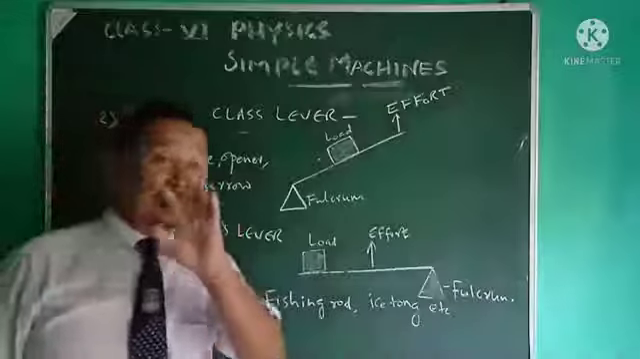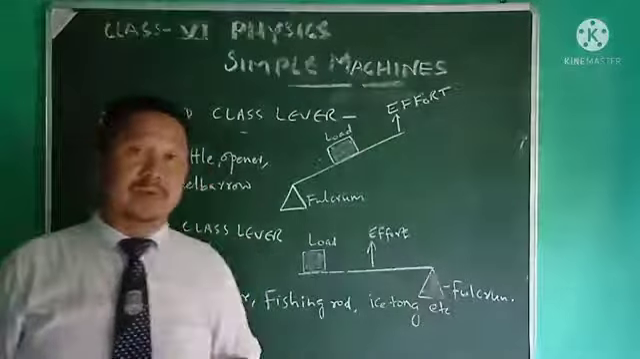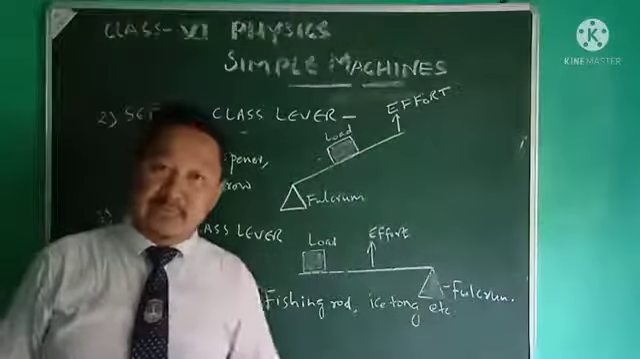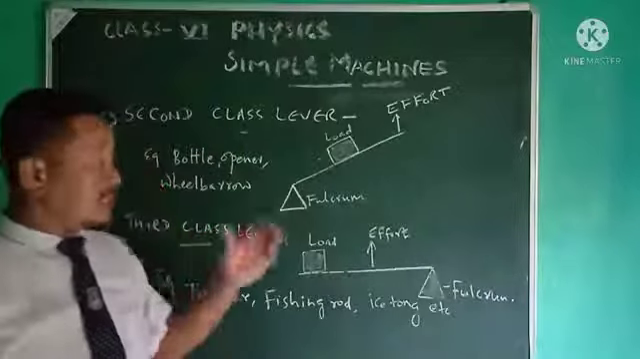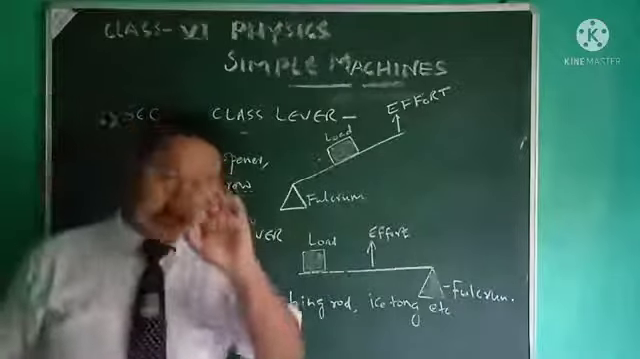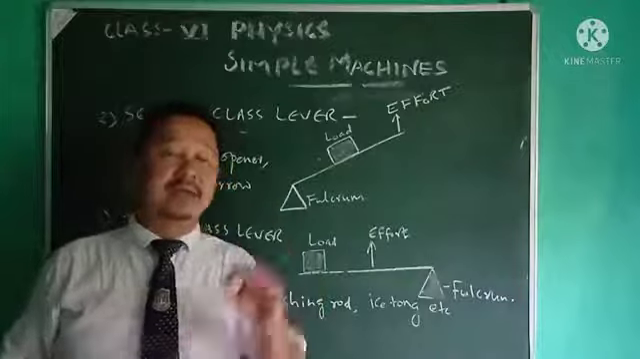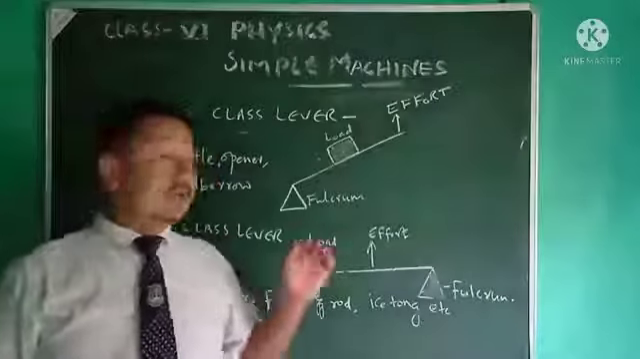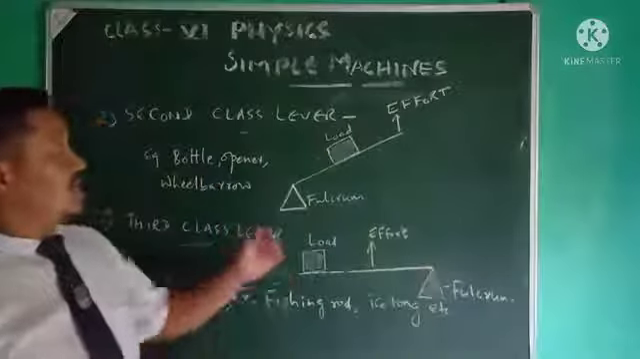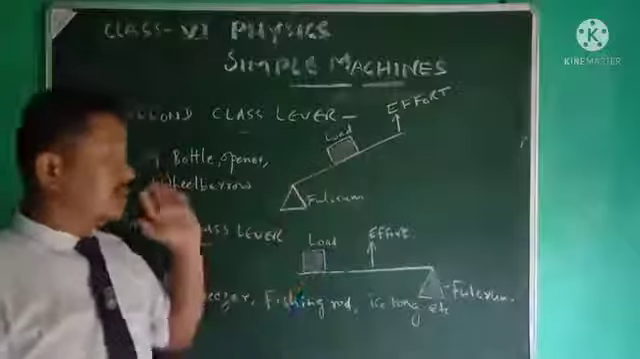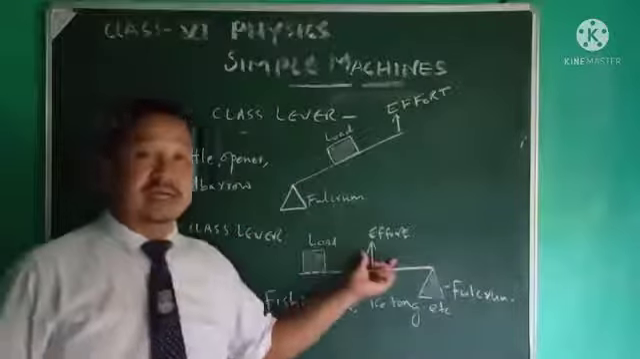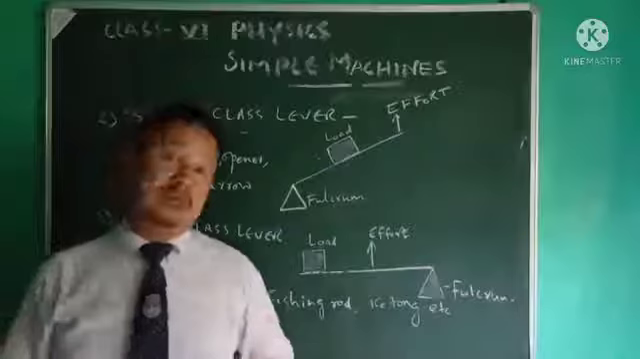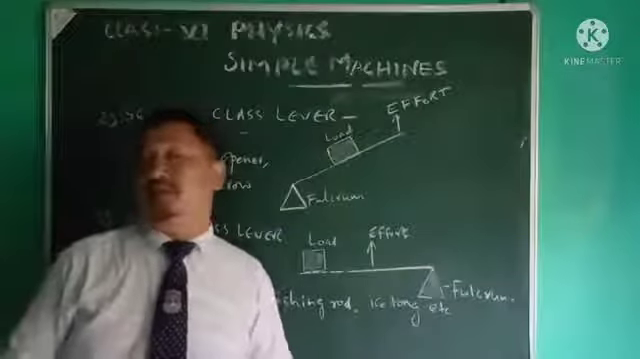So remember, lever has three different orders or classes: first class lever, second class lever, and third class lever. In the first class lever we find the fulcrum in the middle, whereas in the second class lever we find the load in the middle, and in the third class lever we find the effort in the middle. So these are the three different kinds of lever.